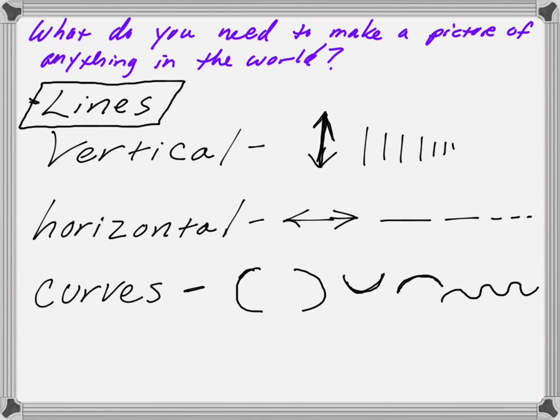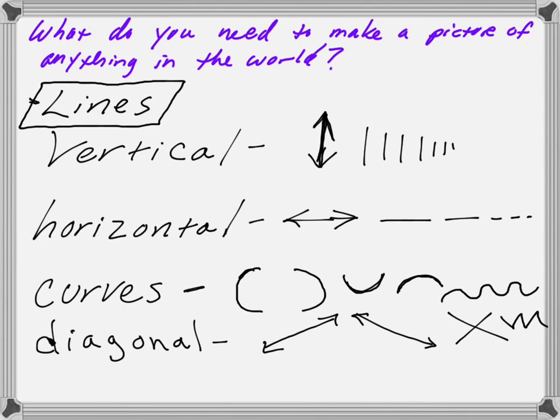Curves can go left, go right, go up and down, but if you put a series of curves together, you will get a wave. The last term, diagonal. Diagonal lines go crisscross. And if you put a bunch of crisscrosses together, you will get a zigzag.